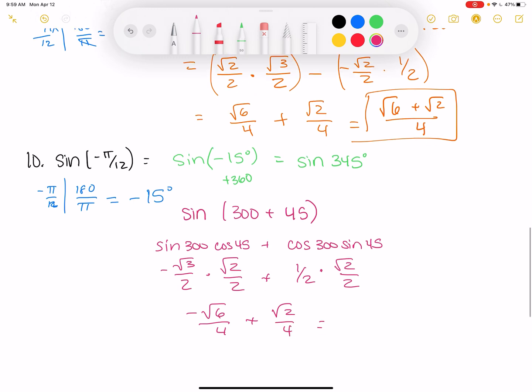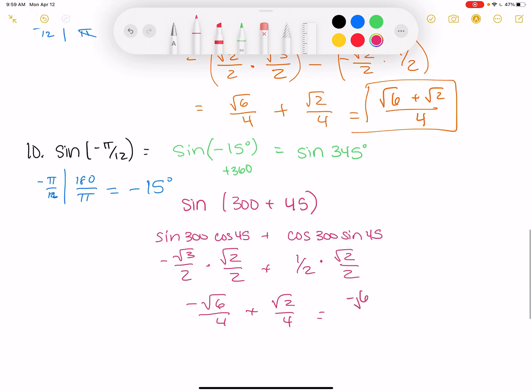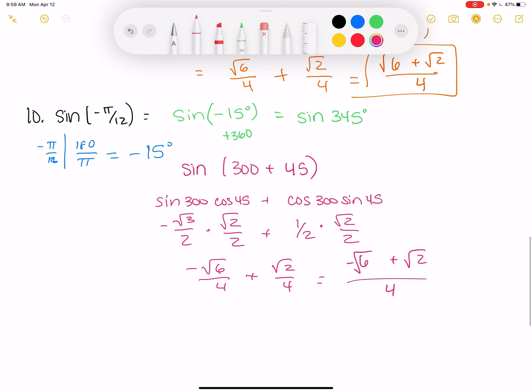Okay, I'm fine with you leaving your answer like this, but I suspect your book will write it as the square root of 2 minus the square root of 6 over 4. Notice the square root of 2, square root of 6, and 4 tend to show up a lot.